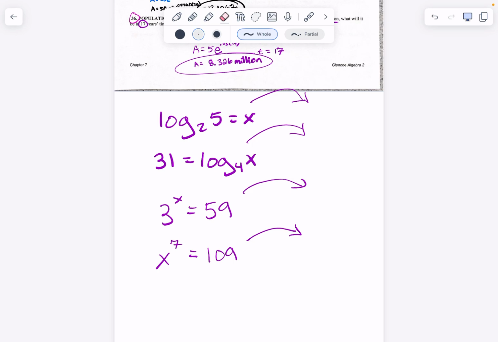Is that one or the last one? Log base x of 109 equals 7. Yeah, you're fine. Looks good. This question, do I have to move it 2 decimal places?